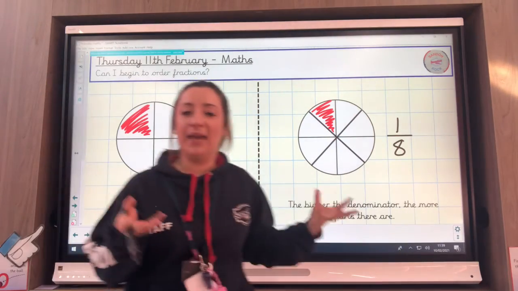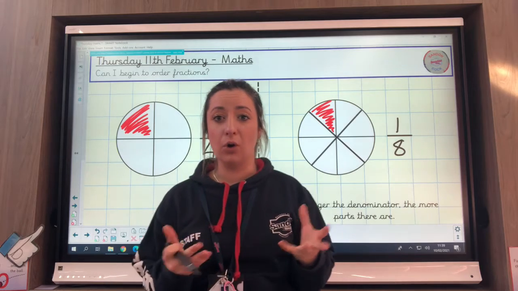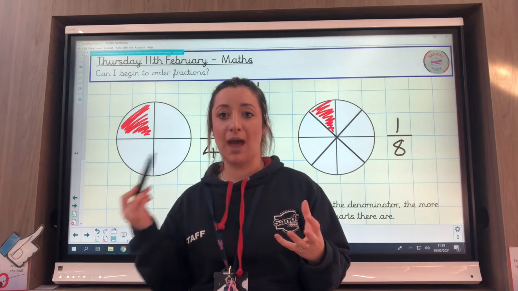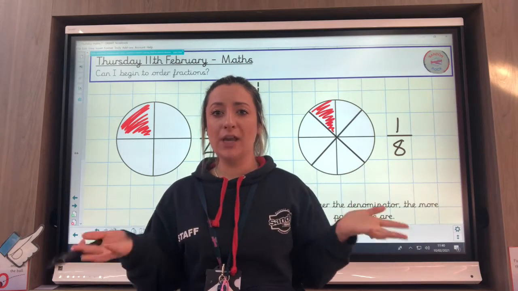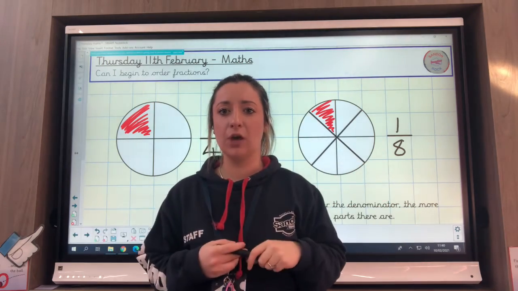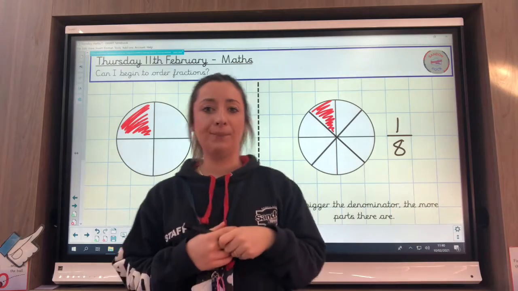Which is the bigger fraction? Which has more shaded? Is it going to be this one with my quarters, or is it going to be this one with my eighths? Which one is bigger? Have a think at home. Which one is going to be bigger?